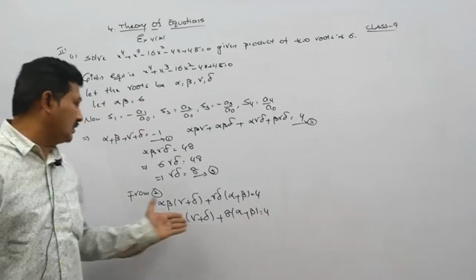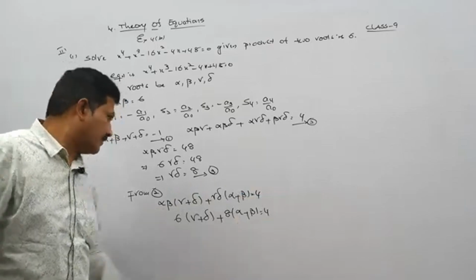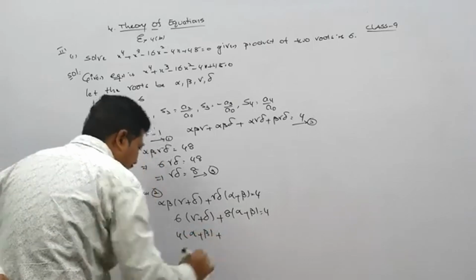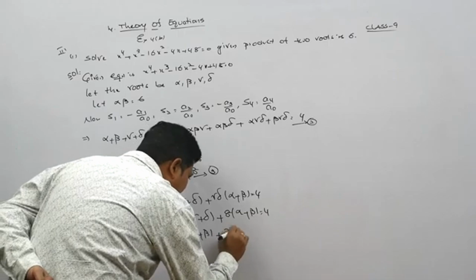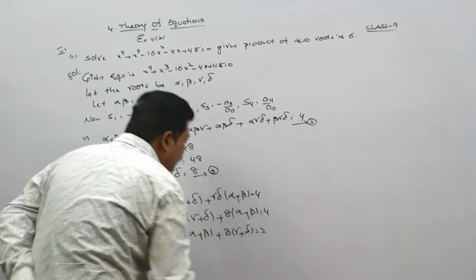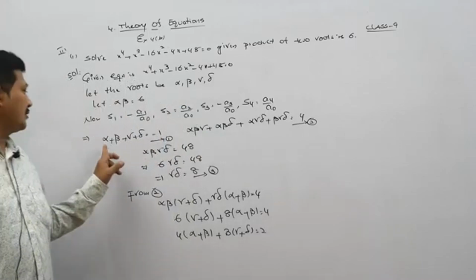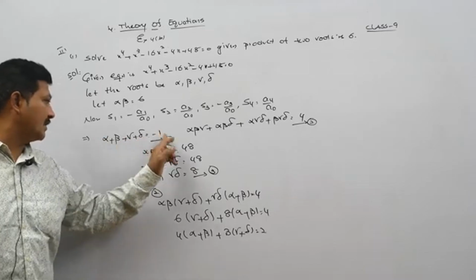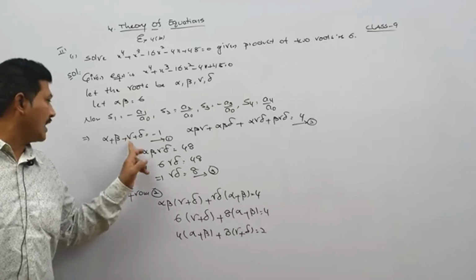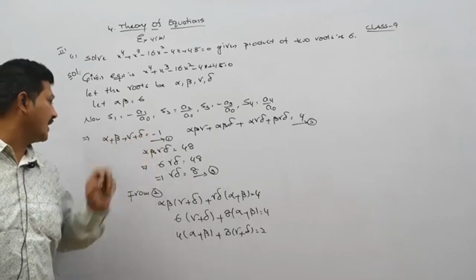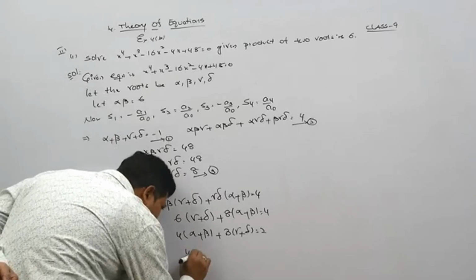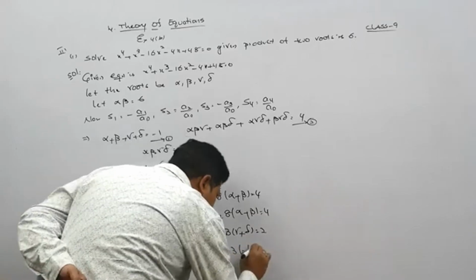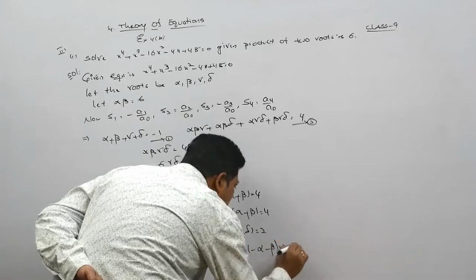Now we can cancel throughout the equation with 2. So 4 into alpha plus beta plus 3 into gamma plus delta is equal to 2. Now here we use equation 1. From equation 1, alpha plus beta plus gamma plus delta is equal to -1. So gamma plus delta is equal to -1 minus alpha minus beta. So 4 into alpha plus beta plus 3 into -1 minus alpha minus beta is equal to 2.